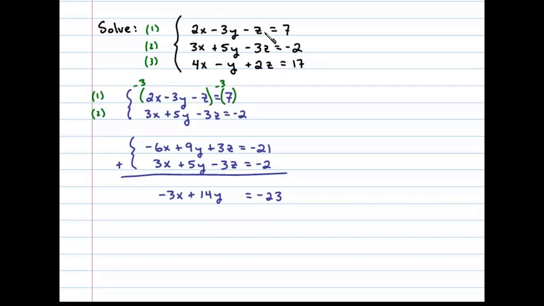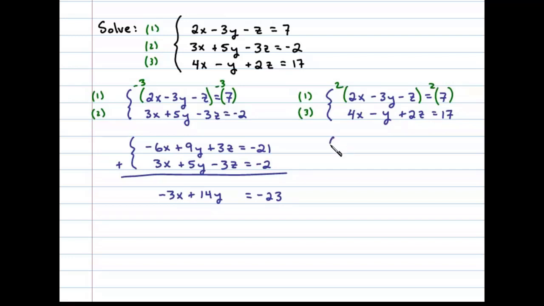Now let's eliminate z again, this time using equation 1 and equation 3. Using these equations, we can eliminate the variable z if we multiply both sides of the first equation by 2. That'll give us an equivalent system, 4x minus 6y minus 2z equals 14.